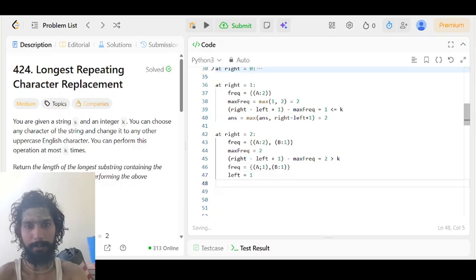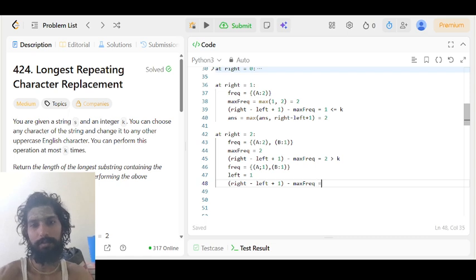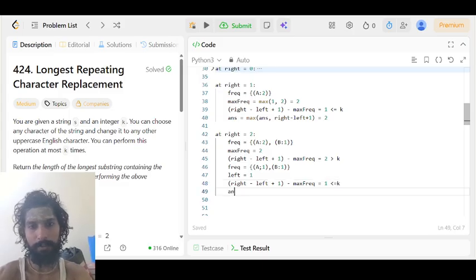Now I'll check again the same condition. This time it is equal to 1 and that is less than or equal to k. So it will exit the while loop. Now answer will become max of 2 comma right minus left, 2 minus 1 plus 1, 2 comma 2. So it will remain the same, equal to 2.